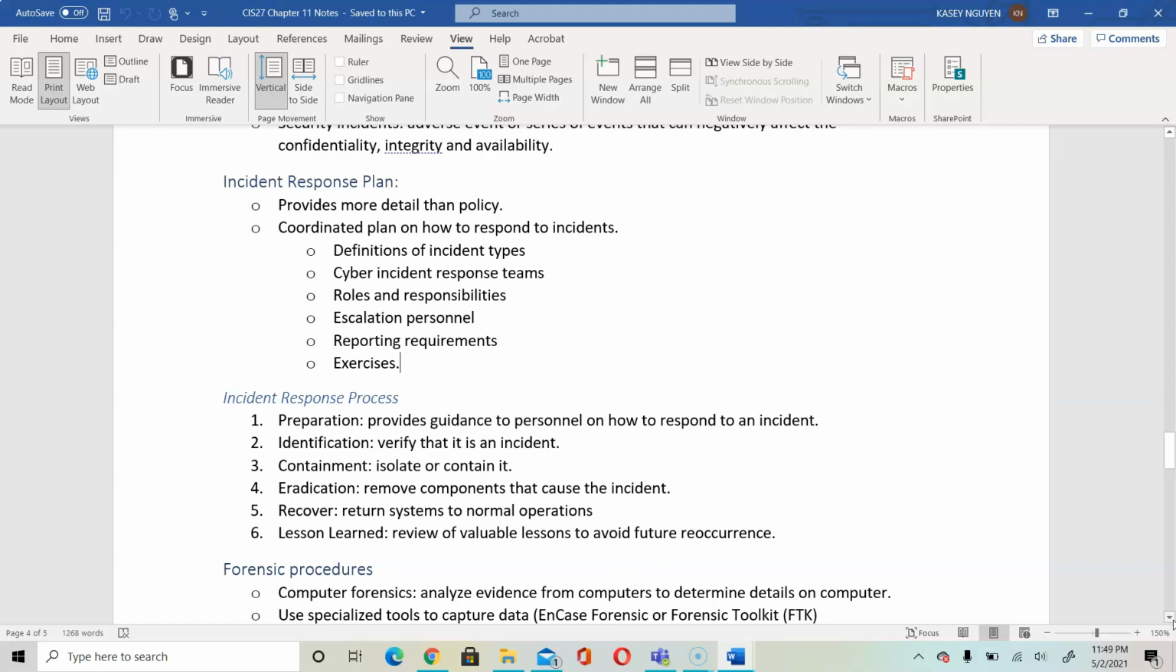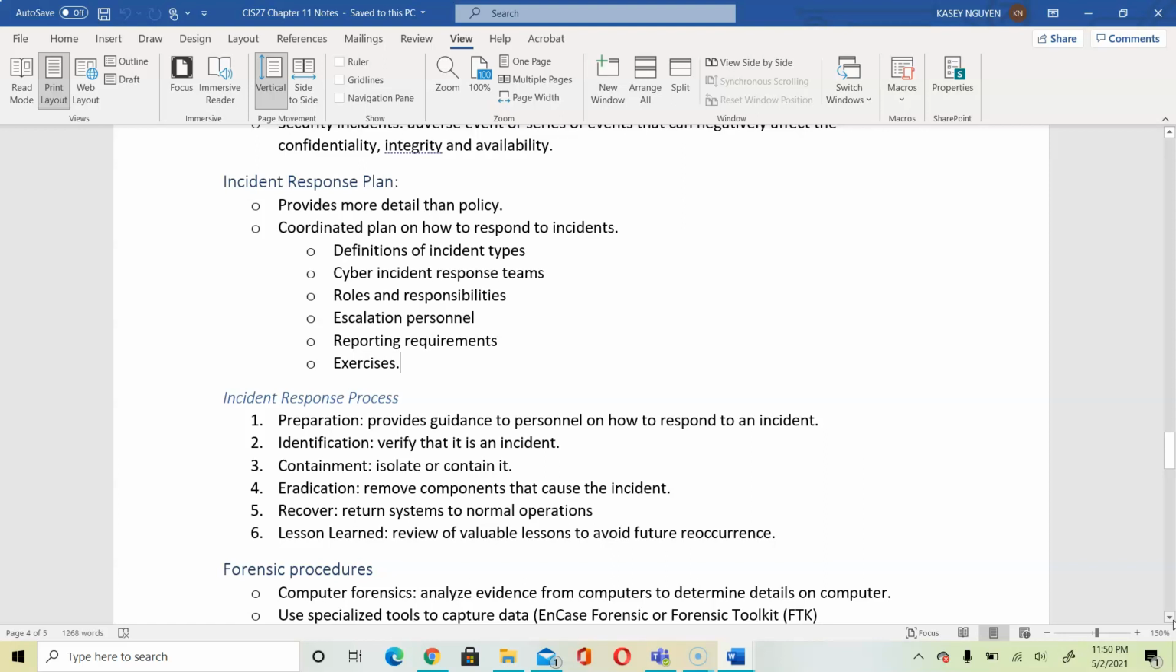After we identify the incident, we want to contain it. So we want to isolate it and contain it so that it doesn't spread. In the case of malware, we want to make sure that we isolate the system, disconnect that system from our network, so that the malware doesn't spread across.